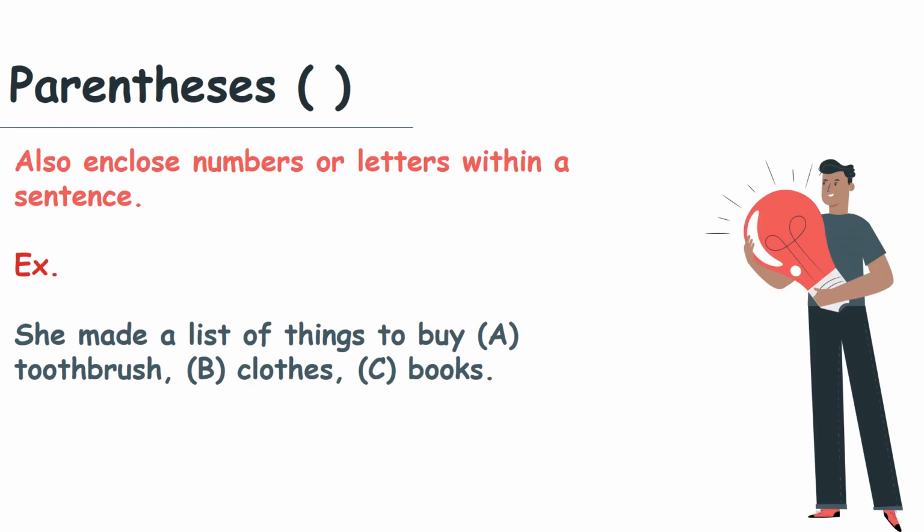Again, another use is to enclose numbers or letters within a sentence. For example, she made a list of things to buy: (a) toothbrush, (b) clothes, (c) books. So here, because I'm using letters to do a list inside of a sentence, I put them between parentheses. The same goes for numbers. If I put (1) toothbrush, (2) clothes, (3) books, it's going to be the same.